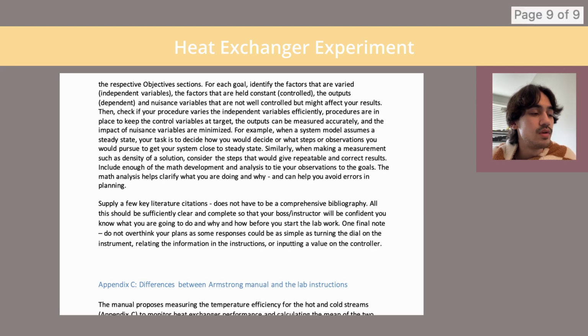For each goal, identify the factors that are varied, the independent variables; the factors that are held constant, the controlled variables; the output, dependent variables; and the nuisance variables that are not well controlled but might affect your results. Then check if your procedure varies the independent variables efficiently, procedures are in place to keep the control variables at target, the outputs can be measured accurately, and the impact of nuisance variables is minimized.